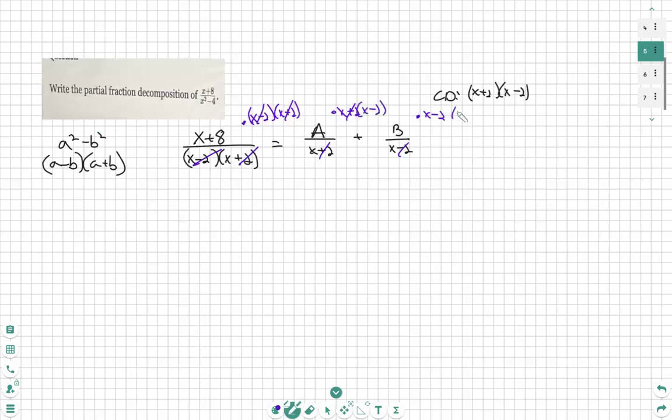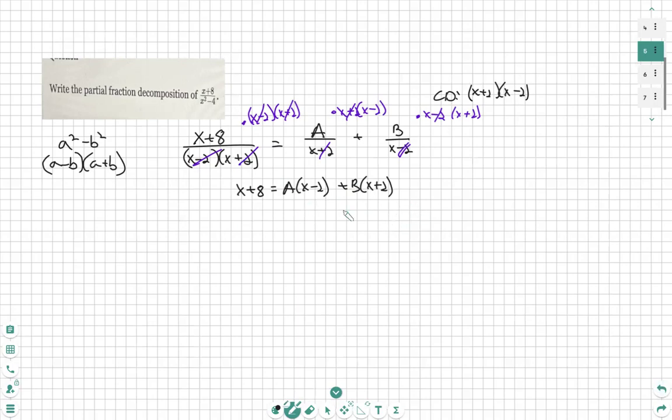I forgot to finish this up here. Oops. And rewrite what we have left. So this is going to now be x + 8. Let's rewrite that. x + 8 equals A(x - 2) + B(x + 2). So now what we need to do is solve for A and B.